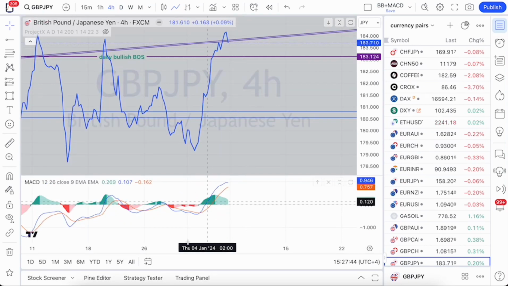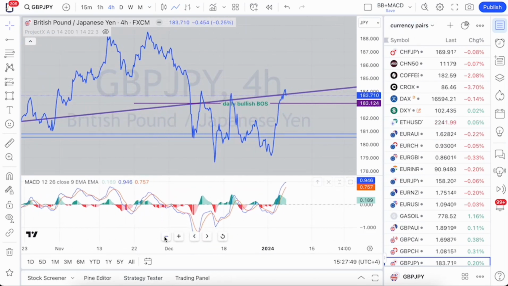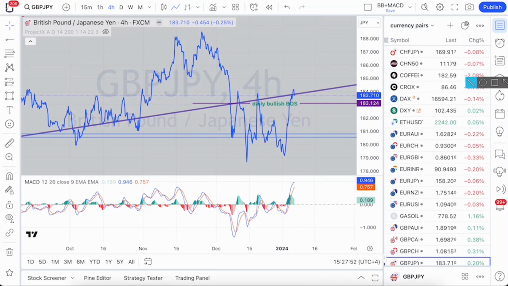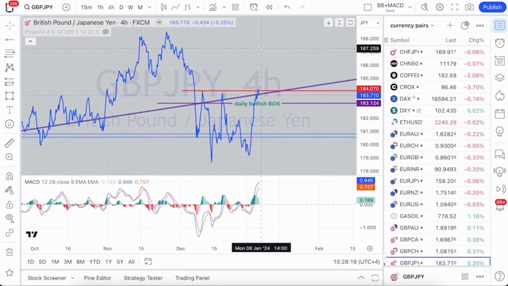Now moving to the 4-hourly chart. Based on the 4-hourly chart, we can see that after this higher high formation along with bearish divergence, the bearish BOS was done and the bearish cycle is completed at this level along with bullish divergence, and this is a very strong level of resistance. So let's mark this level of resistance. And currently we are on the resistance level.